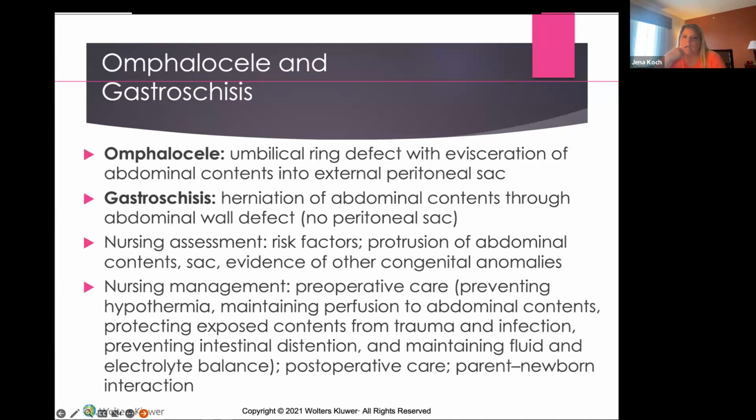If the contents have no sac, keeping them wet and basically sterile and moist is a priority, making sure that they're maintaining their temperature. You want to make sure that whatever is protruding through the abdominal wall is not going to be harmed. So this is a surgical emergency. You want to do everything you can to prevent infection. If you see either of these in Bakersfield, they will be transferred out.